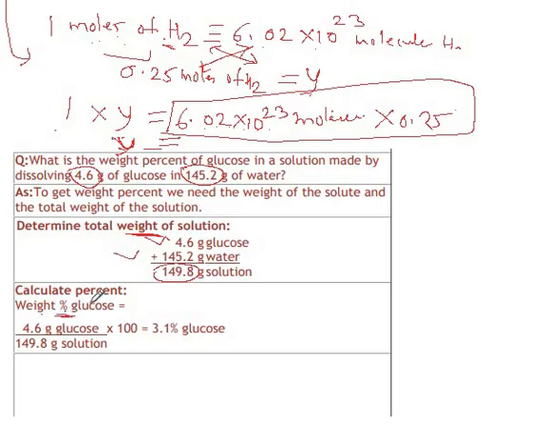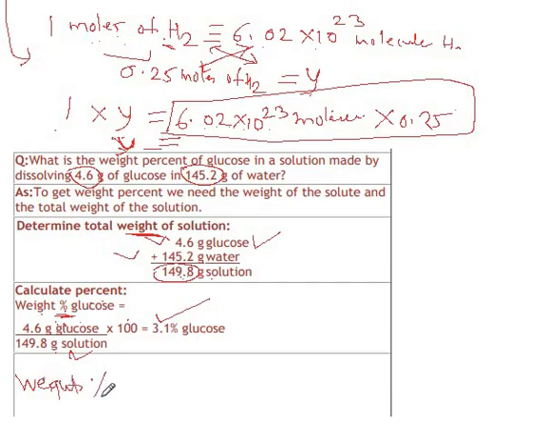And we know that when you want to calculate weight percentage, what is the formula? Weight percent of glucose will be weight of glucose. Weight of glucose, how much here? Weight of glucose is 4.6 gram. And total weight is how much here? 149.8. Total weight is this much. So weight percent of glucose is weight of glucose divided by total weight into 100, and you get here 3.1%.